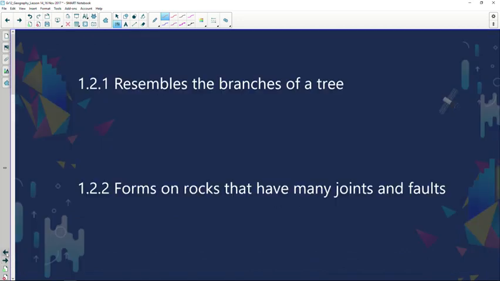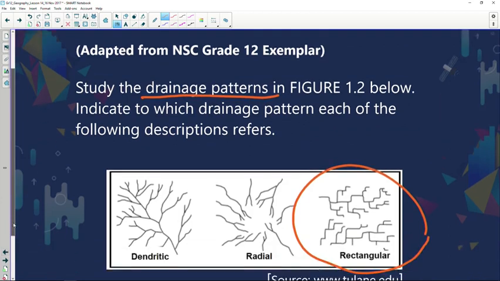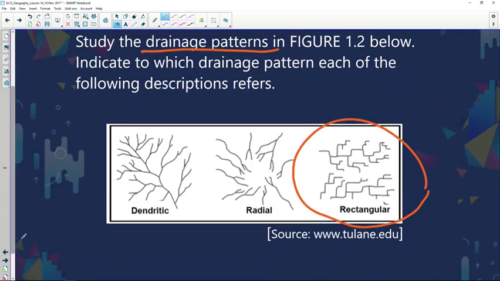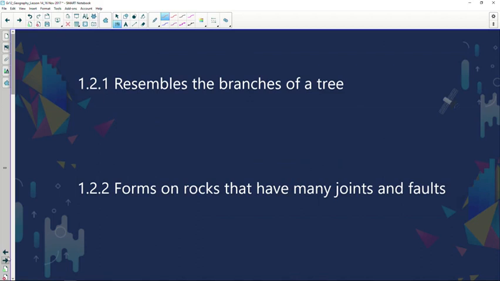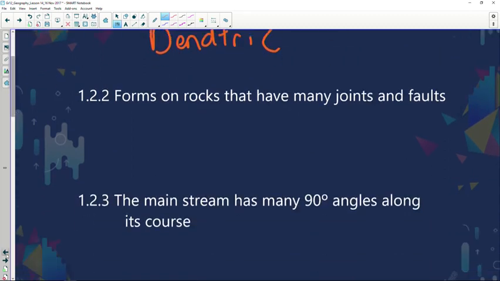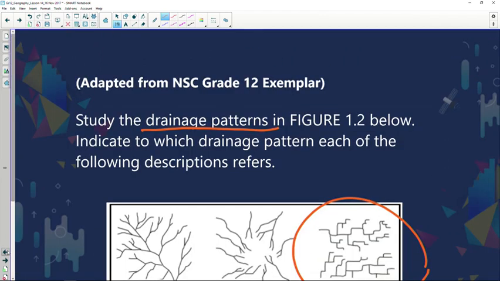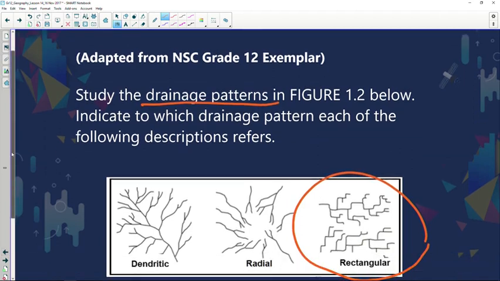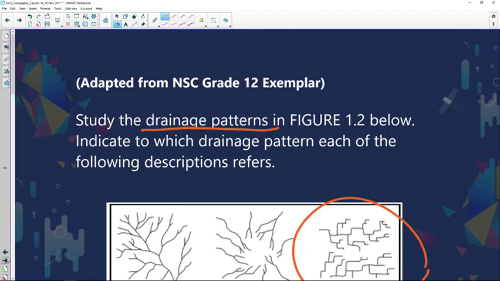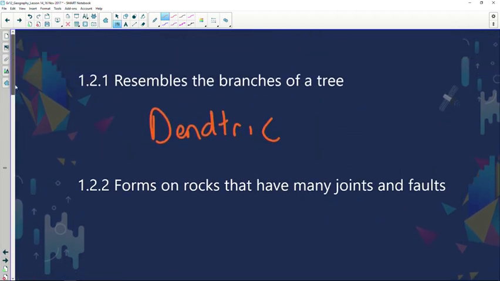Resembles the branch of a tree. If you look at this diagram over here, the figure, definitely dendritic. So the correct answer over there is dendritic. Now the next question, forms on rocks that have many joints and faults. Now, if you go back to the diagram, that will be your rectangular. Remember when we look at the characteristics, what they look like, and the underlying rock.